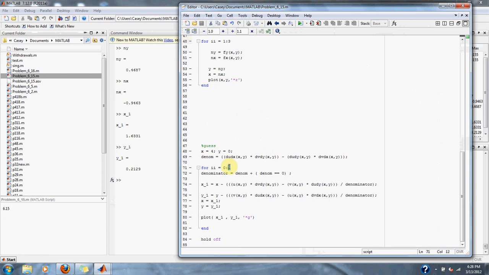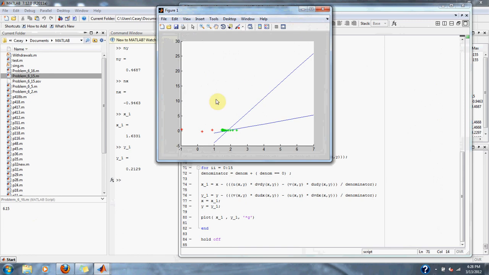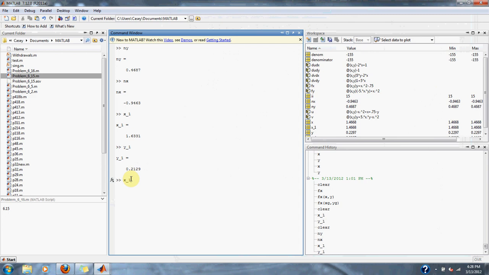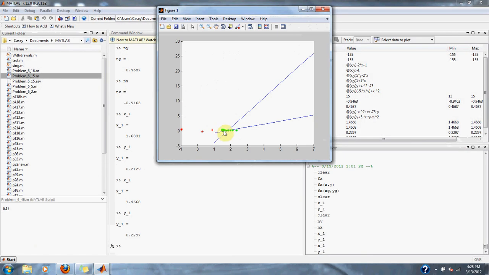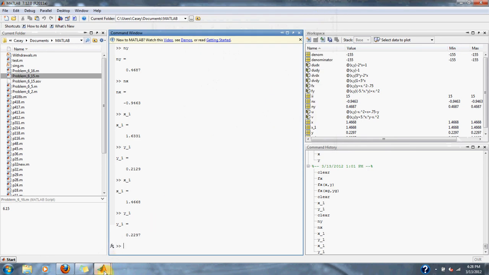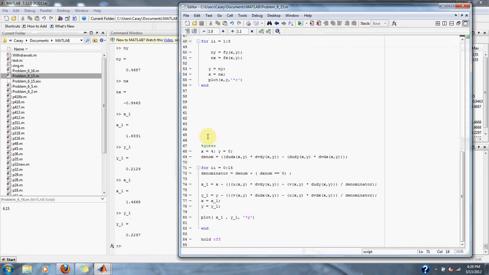Let's go out to 15 iterations and see what we get. We're still pretty close to where we were before. And we want to be at approximately 1.7 and 0.2 for the y. So those are much better approximations to the roots for each. And that's it for problem 6.15.